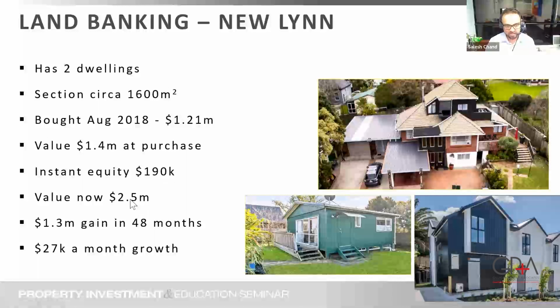The value now is about 2.5 million because I can pull 15 or 16 units on this, right? And I basically gained 1.3 million in 48 months. So that's 24K a month in growth you get out of this kind of property. And this is the kind of units we can build on it. So this is an example of land banking, cash flow investing, and all of that. This is what I chase every day. I chase this kind of investment property. And if you buy 10 of these and they're cash flow positive, it works.